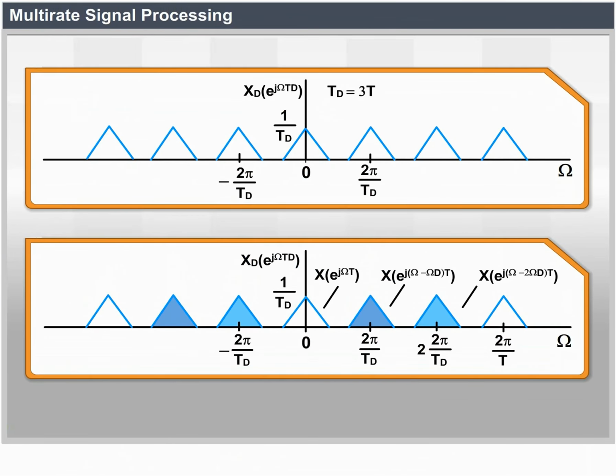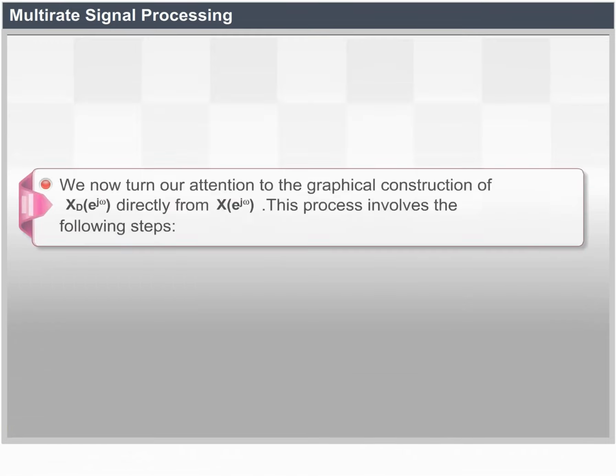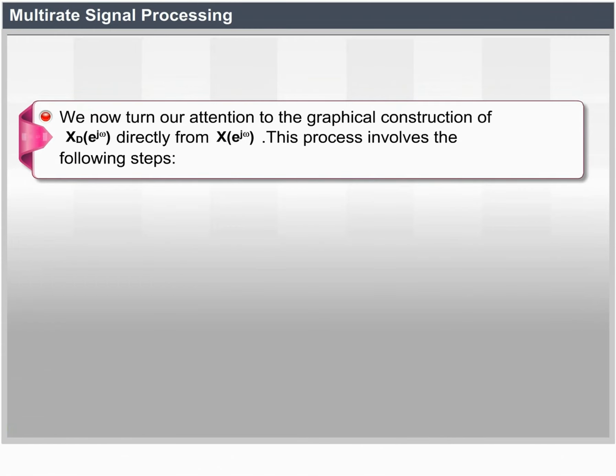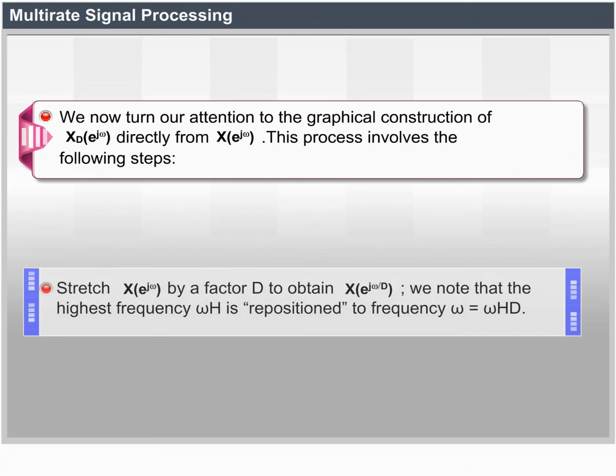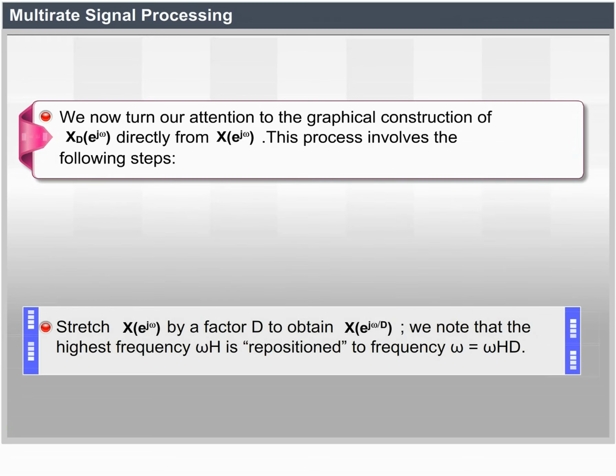We now turn our attention to the graphical construction of X_d(e^{jω}) directly from X(e^{jω}). This process involves the following steps. Number 1. Stretch X(e^{jω}) by a factor d to obtain X(e^{jω/d}). We note that the highest frequency ω_h is repositioned to frequency ω equal to ω_h d.